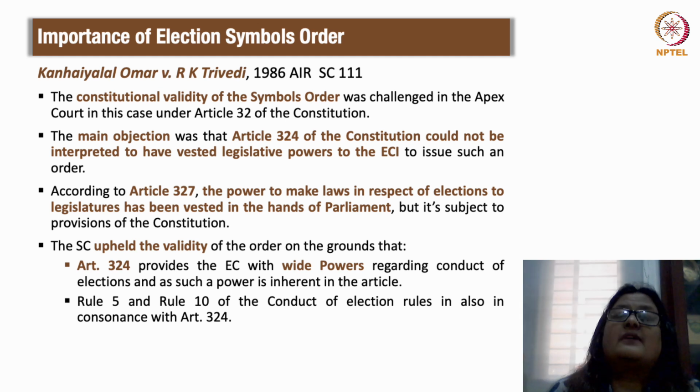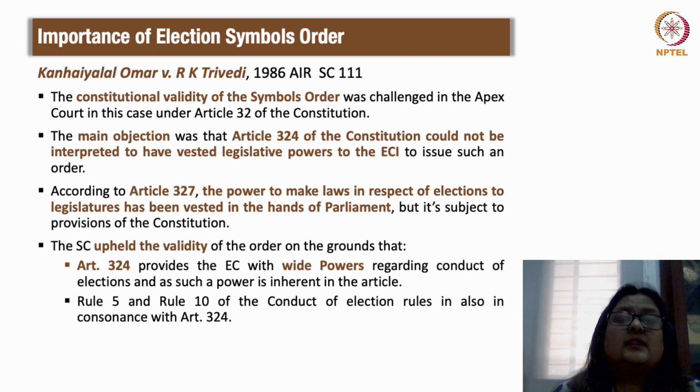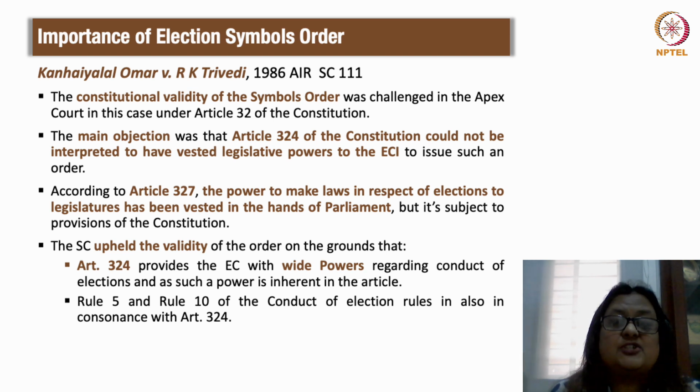The constitutional validity of this symbols order was challenged in the Apex Court, questioning whether the executive, in the nature of the Election Commission, can make legislations or orders or directions or regulations. The main object of Article 324, again reiterated by the Supreme Court, was that it has to be interpreted so that the Election Commission can issue such orders. According to Article 327, the power to make law lies with Parliament, where the legislature has not made any such legislation.